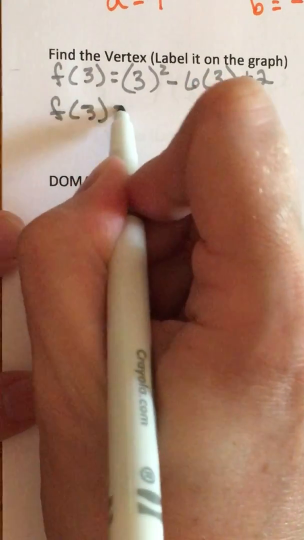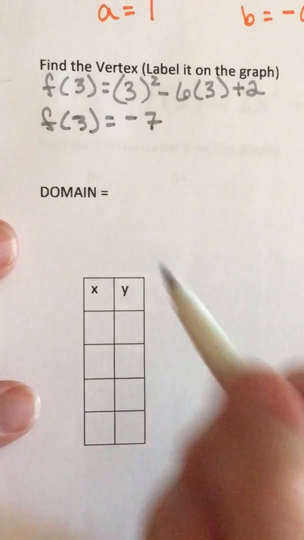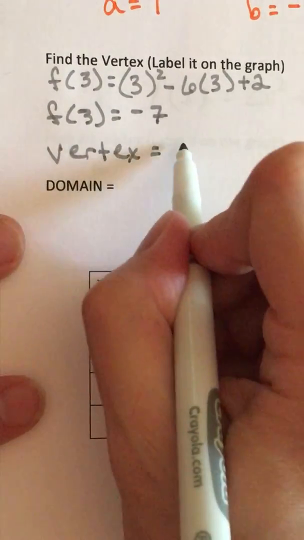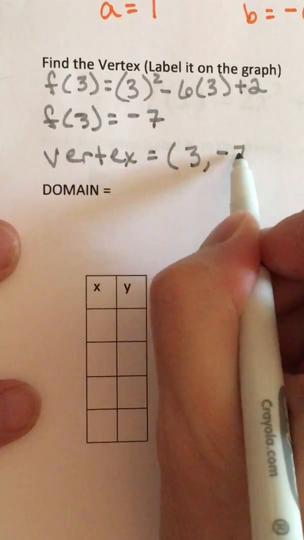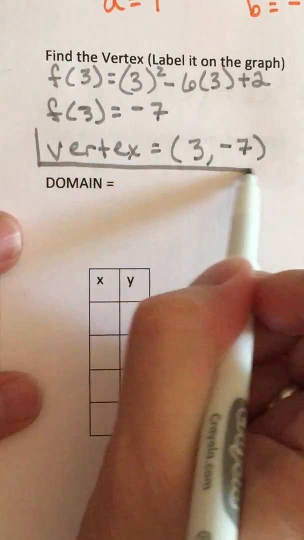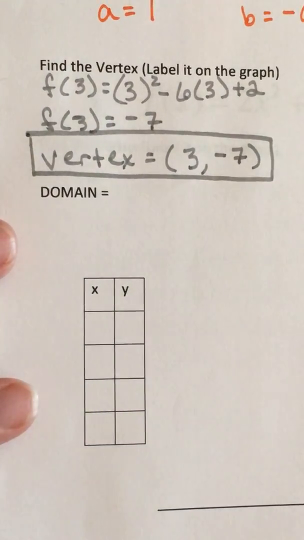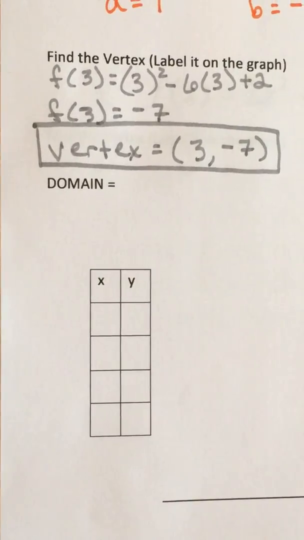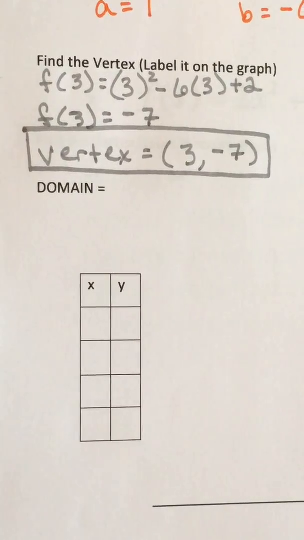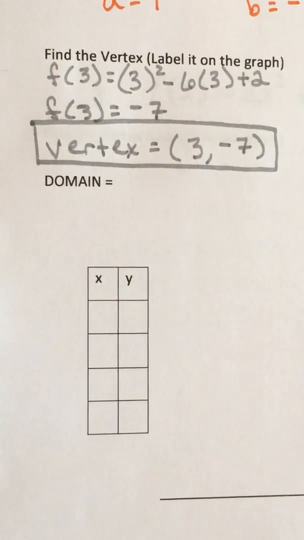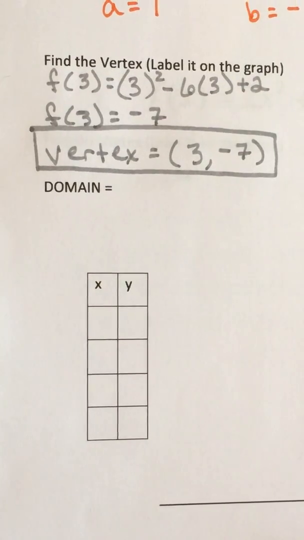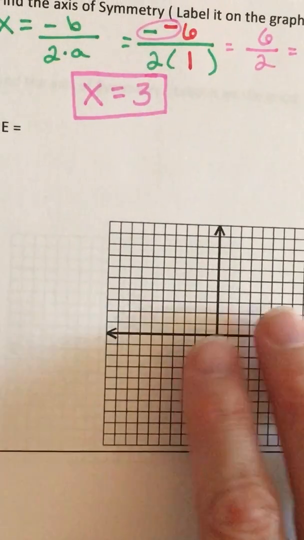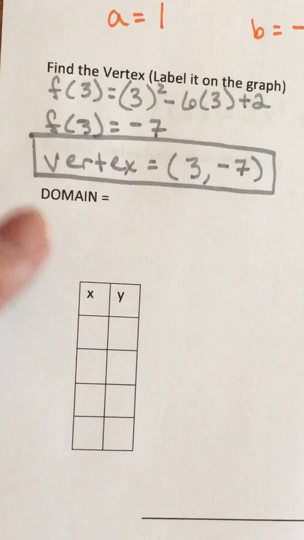So f of 3 equals negative 7, and as a result, my vertex is at the coordinate point of 3, negative 7. Great, that was pretty easy to do. All right, so let's go put this into our graphing calculator. We'll put the function in the calculator, and then we can find our table. We will graph it here on our coordinate plane, and then determine our domain and range.